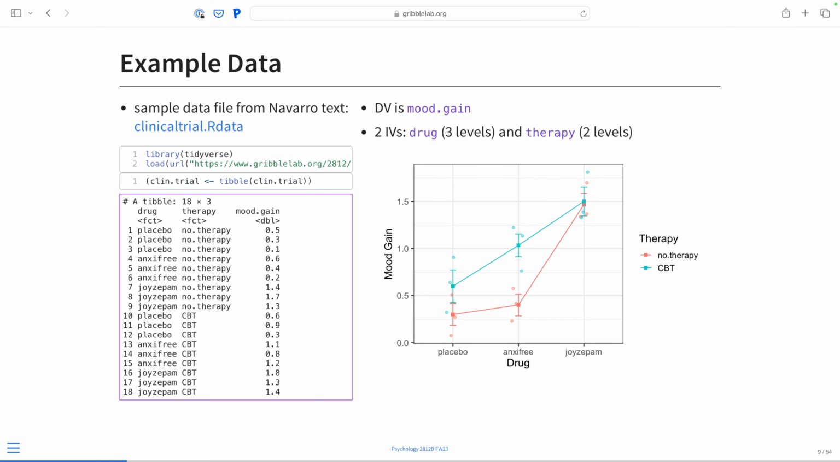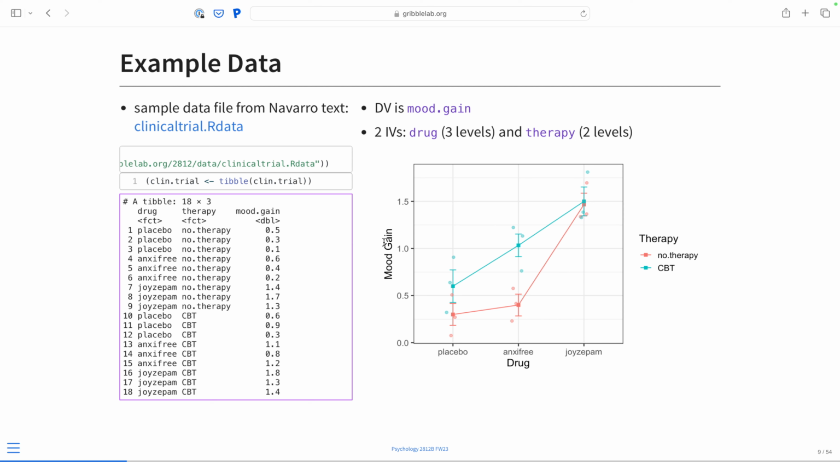Here's some example data that you can load into R on your own. It's a data file on the course website called clinicaltrial.rdata. It's from the Navarro text. So the dependent variable is mood gain, some measure of how much your mood improved.